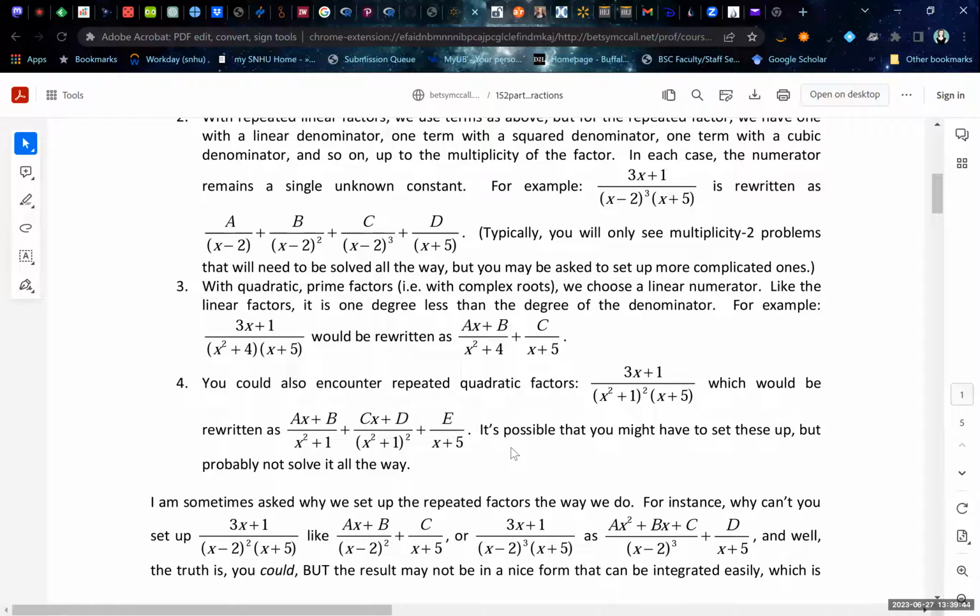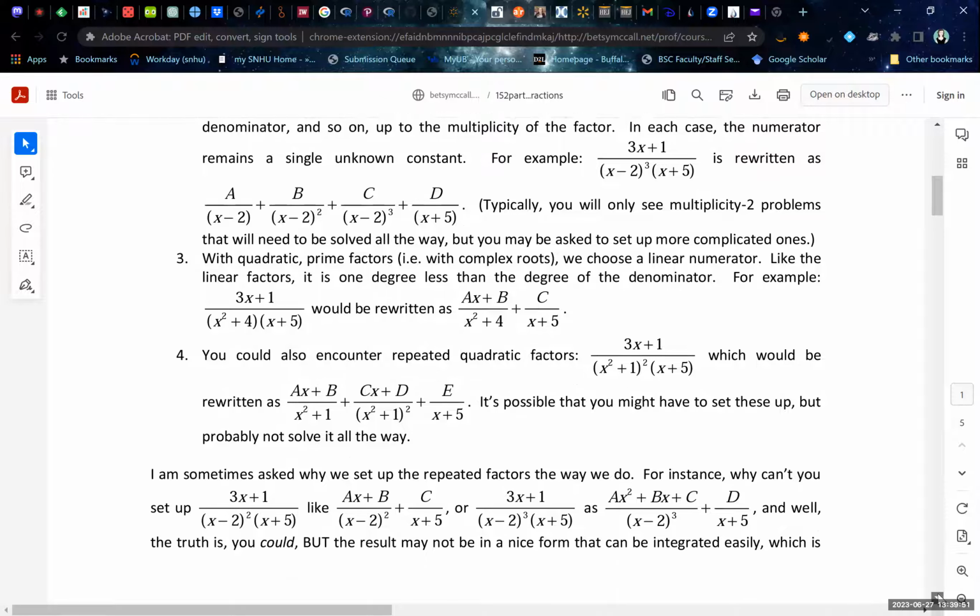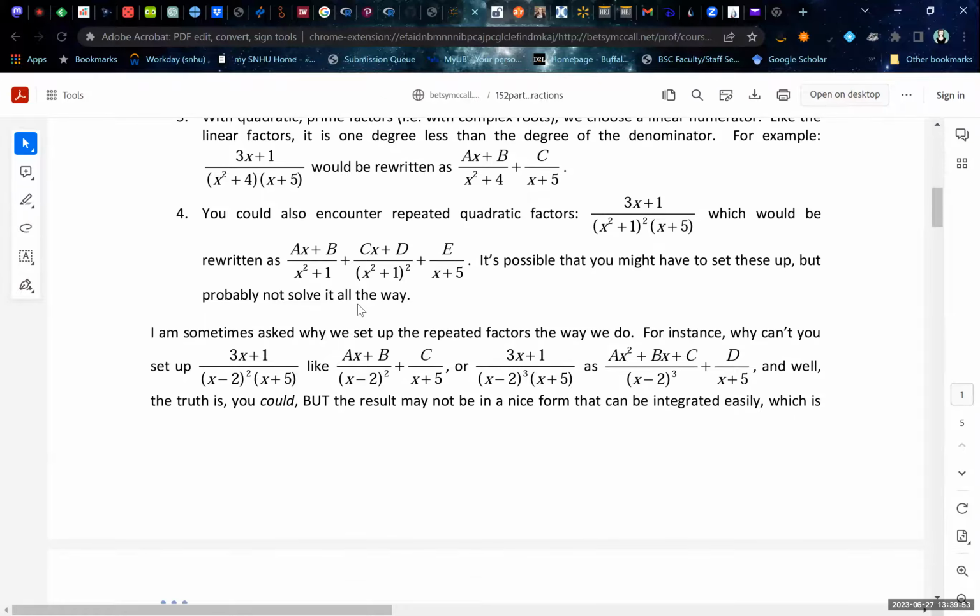And then it's also possible, of course, that you could end up with repeated quadratic factors. In textbook problems, these are somewhat uncommon, but conceivably it could happen. And in the case of repeated quadratic factors, you would have one copy of the quadratic factor with a linear numerator, and then you would have your second copy. In this case, there's only multiplicity 2. So you'd have your second copy with the square, and then also the linear numerator.